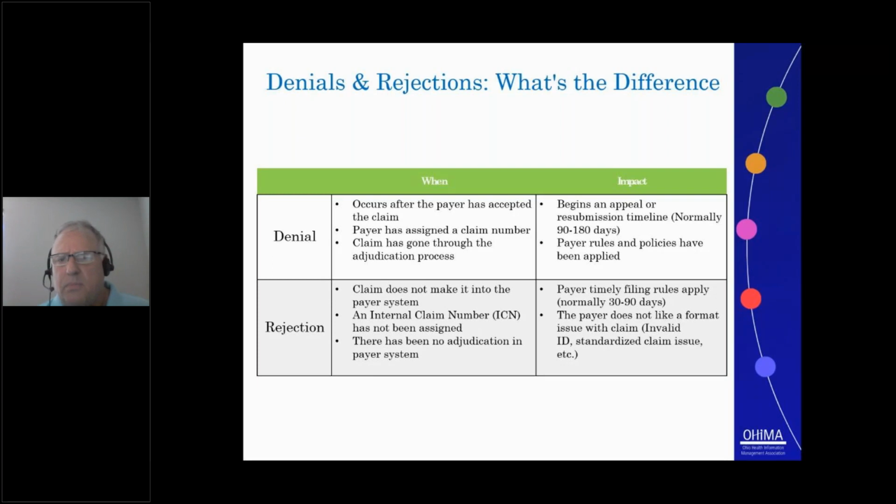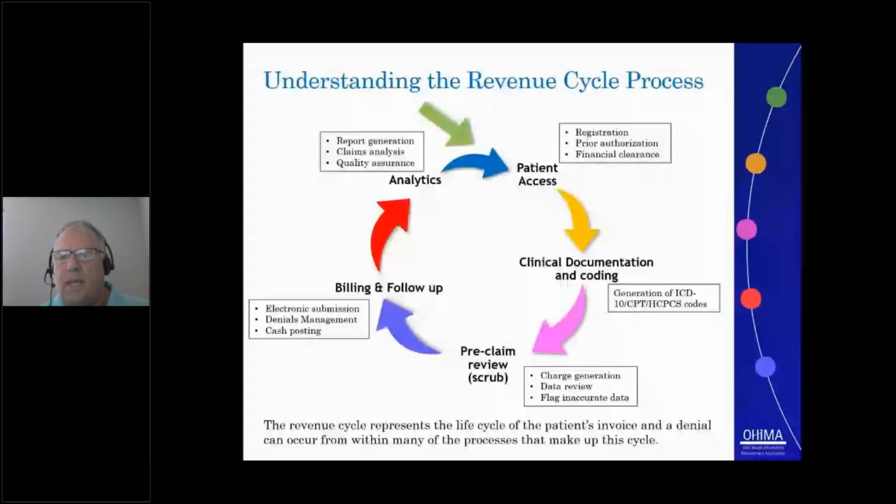So let's review a simple version of the revenue cycle. As you can see, it contains multiple processes that will generate the data from the transaction on the claim form. It begins with the patient contact for an appointment, if part of a scheduled encounter, or at check-in, where the interaction with the patient is crucial to obtain all necessary information that will impact the rest of the transaction.